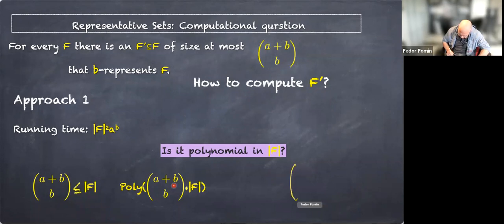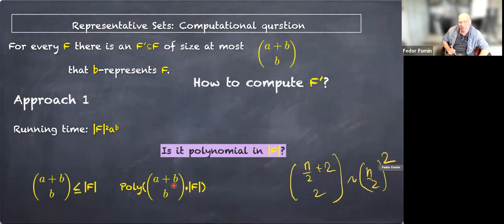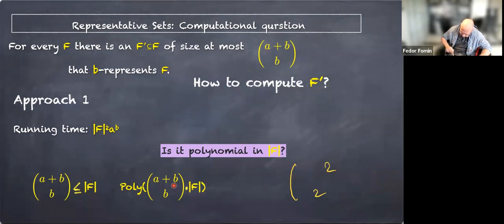This is, for example, n half plus 2 choose 2. So this is something of order n half squared, so it's polynomial in n. But this value is something like 2 to the n half. So this bound is not polynomial.